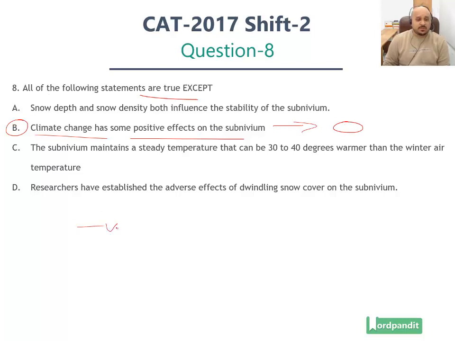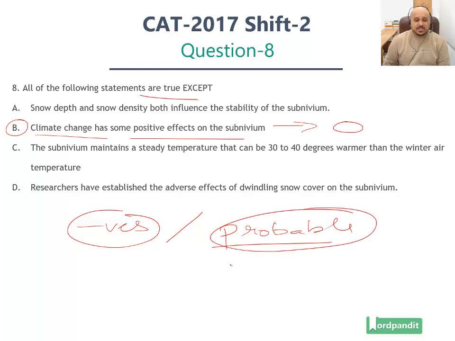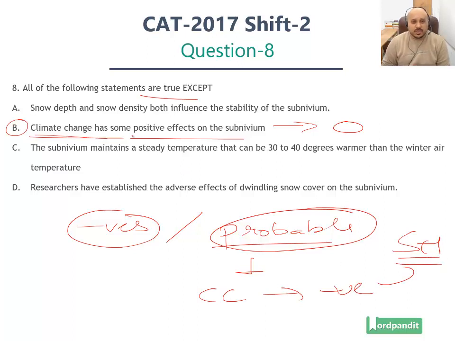The passage only mentions the negatives, the probable possible negatives, the probable problems that we are going to face with climate change, and how it's going to interact negatively with the subnivium. That is what the passage does. There is no mention of any positive effect on the subnivium of climate change. Hence option number B is ruled out here.